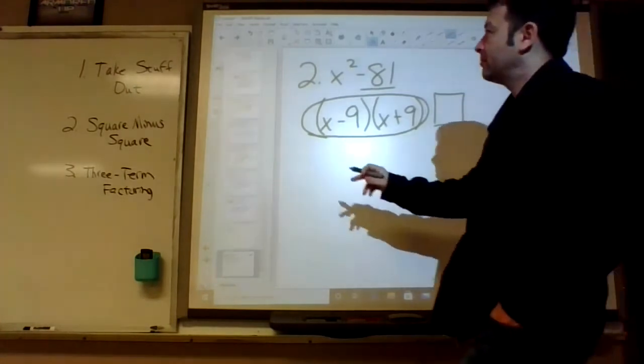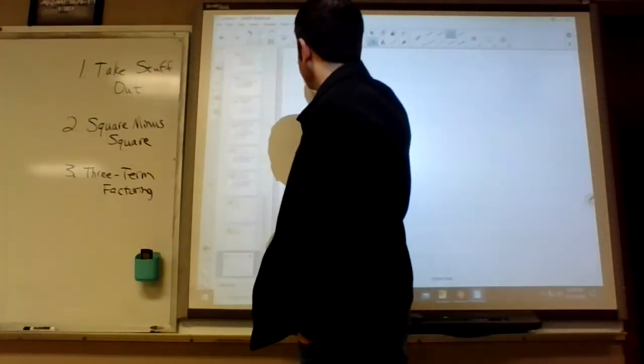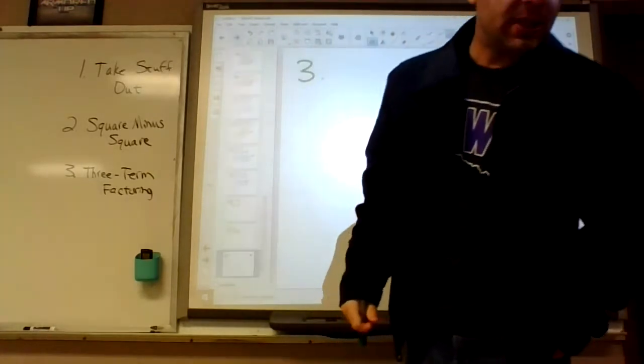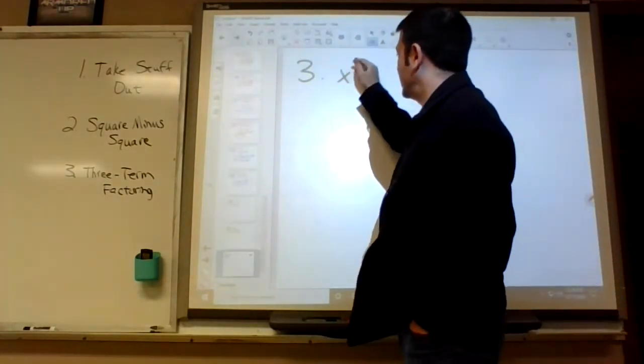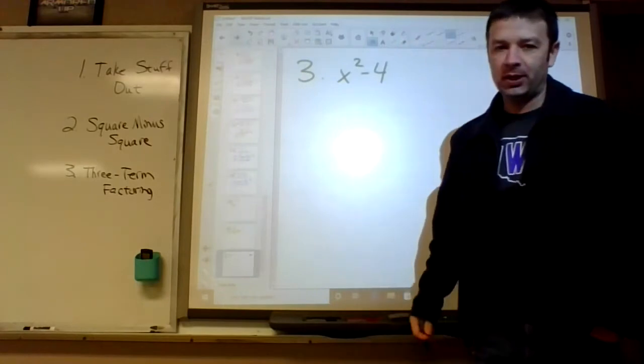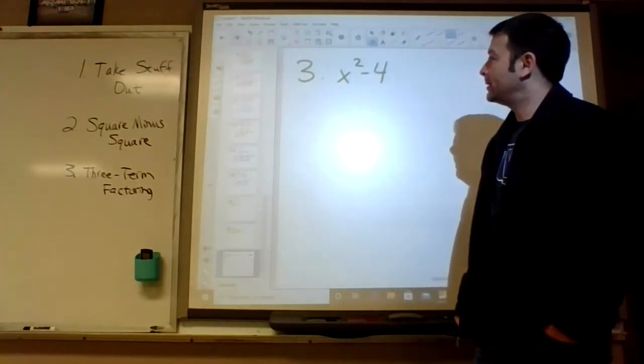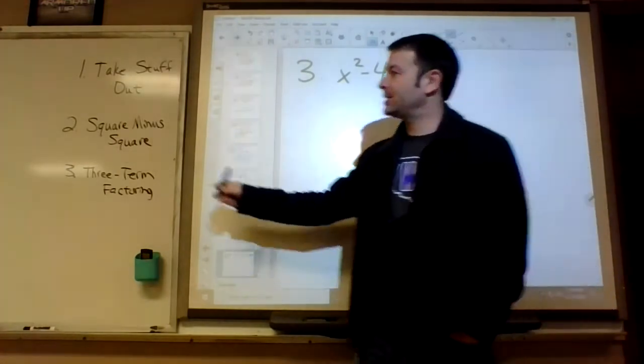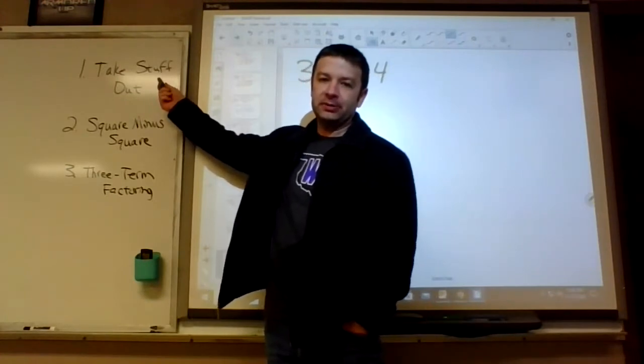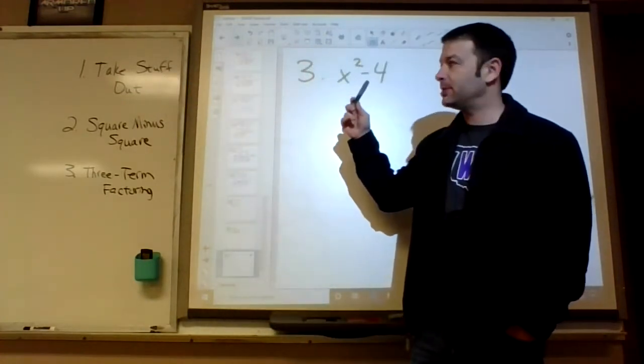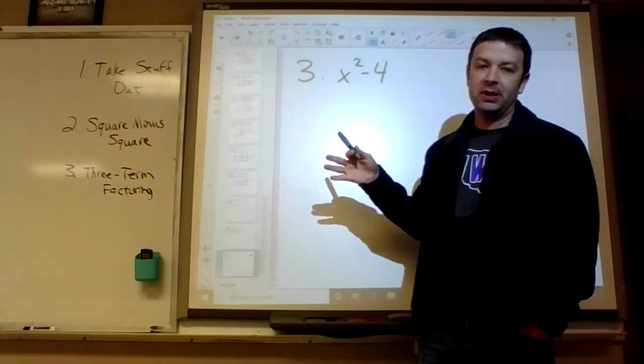Alright, back to the odds. Number 3. 3 is just x squared minus 4. So again, it is a square minus a square. Okay. Technically, we should be asking, can I take anything out of these two? And the answer is no. You should always check that first, really.